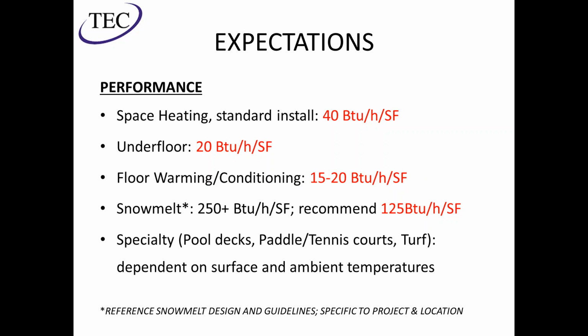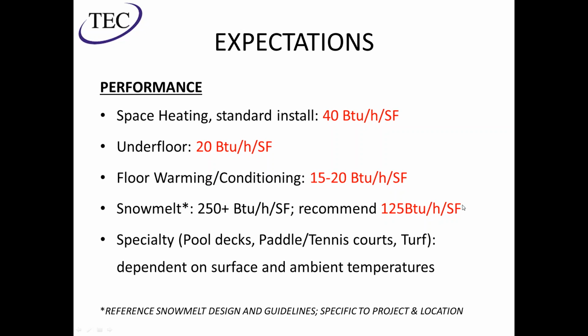For snowmelt, the limits, I mean, you can go to 250 BTUs plus per square foot, but then you're going to be looking at a lot of extra piping. You're going to have to go very close spacing and larger diameter to get that output. For the Chicago area, as an overall figure, we use 125 BTUs per square foot.